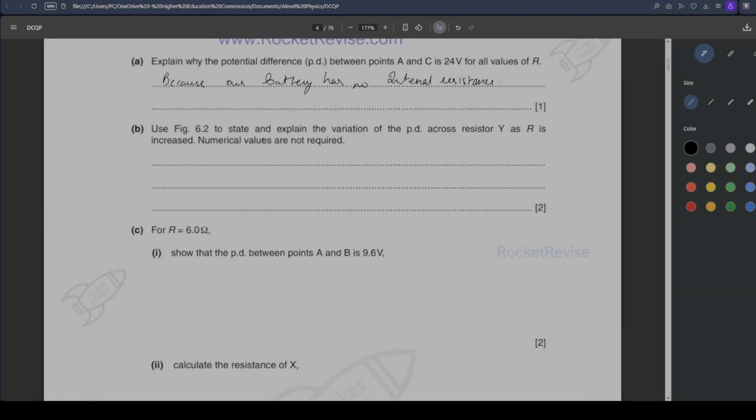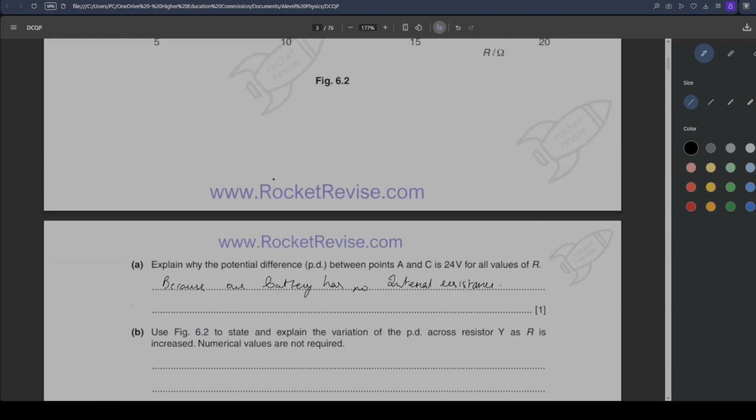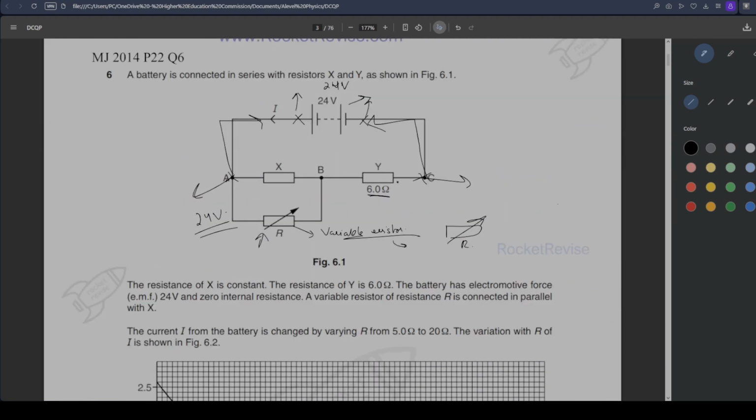Use figure 6.2 to state and explain the variation of potential difference across the resistor Y as R is increased. As R is increased, the current flowing through here, it's gonna decrease. Okay, the current flowing through this part. And as the current decreases, what is the effect of increasing this resistance?